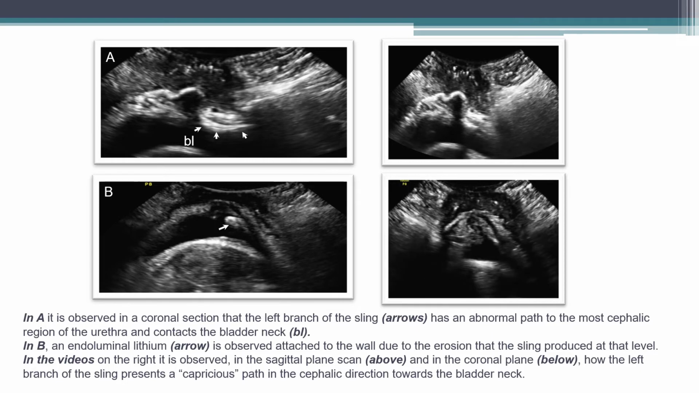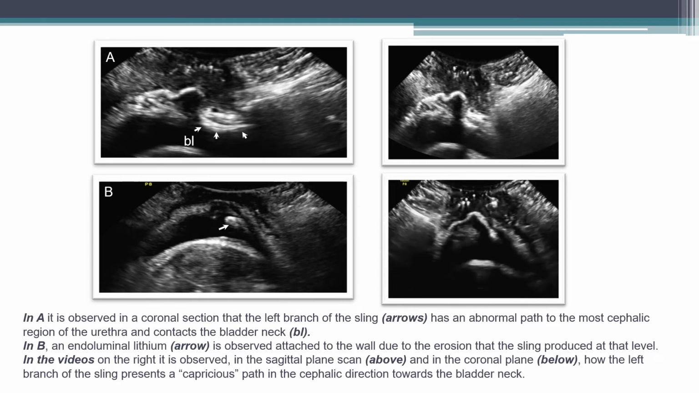In the videos on the right, it is observed in the sagittal plane scan above and in the coronal plane below how the left branch of the sling presents a capricious path in the cephalic direction towards the bladder neck.